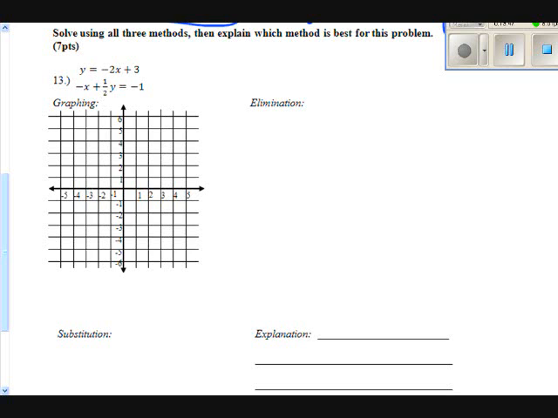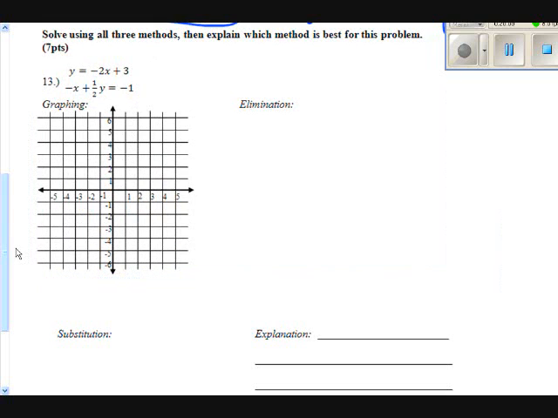So if I look at this first one, the first equation's already set up for graphing. That's great. The second one is not so much. The second one, we're going to have to solve for y in order to put it in graphing form. So let me select a pen. Oh, yeah, that would work better, Mr. Jansen. So negative x plus 1/2 y equals negative 1.